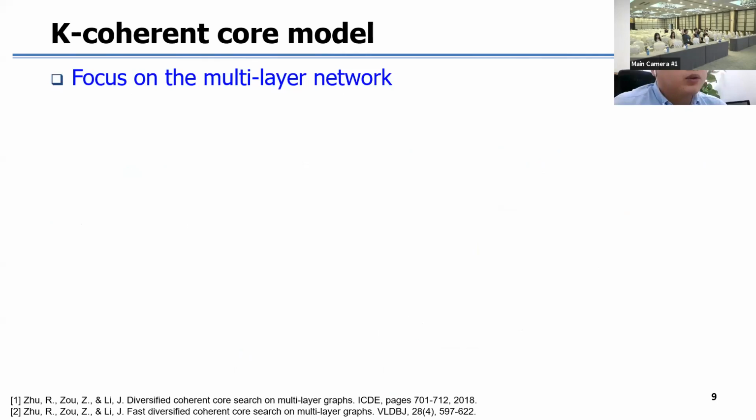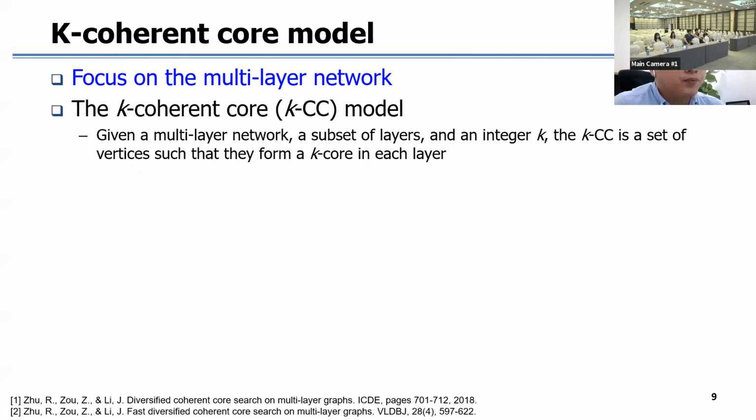Next, we introduce the K-coherent core model. This model focuses on the multi-layer network, which consists of multiple layers. Different layers share the same set of vertices, but they have different sets of edges. This model is also called KCC. It is defined as follows. Given a multi-layer network, a subset of layers and an integer k, the KCC is a set of vertices such that they form a K-core in each layer. So basically, it is a cohesive subgraph in each layer.